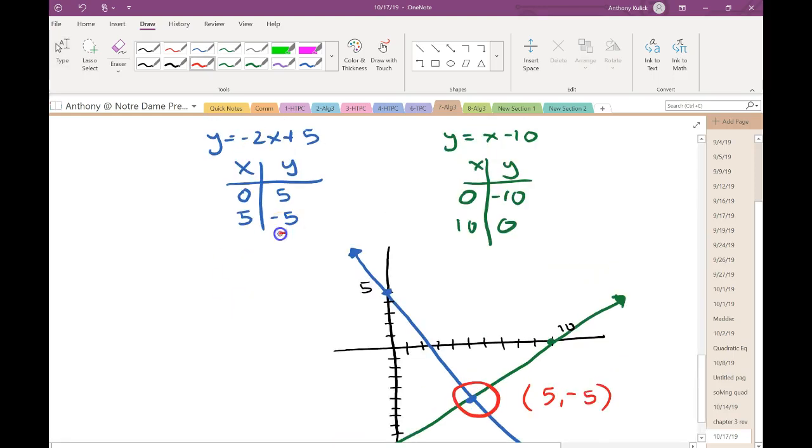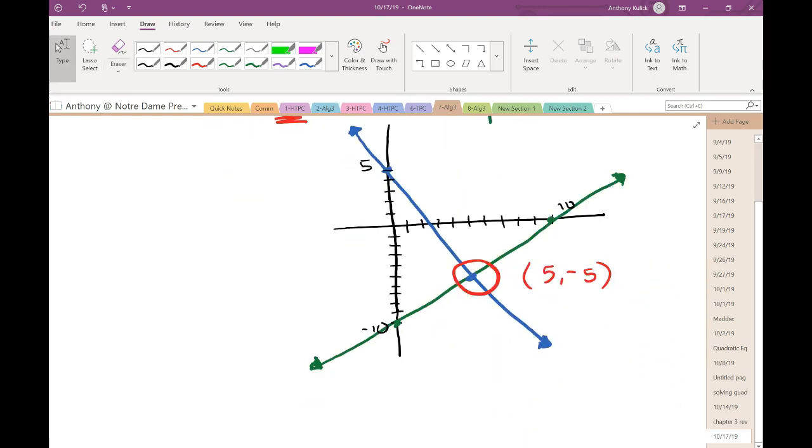Are you talking about this spot here? When I plug 5 in for x, -2 times 5 is -10, and then plus 5 is -5. So I pick the x's and then I find the y's by plugging them in, just like we've done in the previous chapter. Okay?